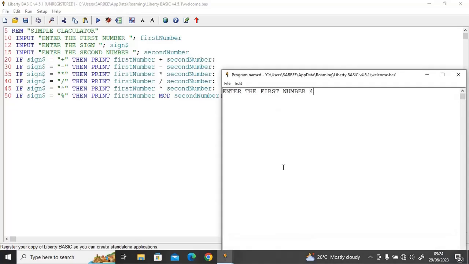So let's run another one. Let's say we have 4. The sign there, let me put caret. Then let's say the second number, let me put 2. That will be 4 raised to power 2, right? 4 raised to power 2 is 4 times 4. That is 16. So you should get 16. You can see.